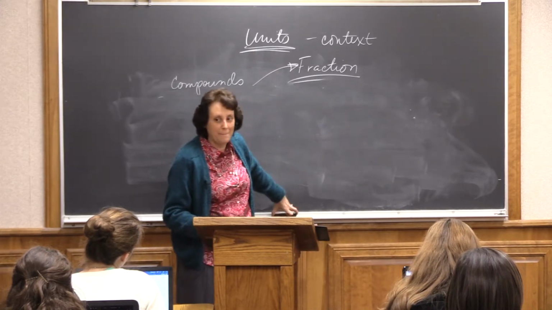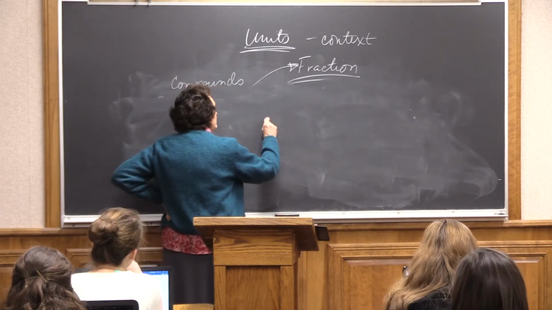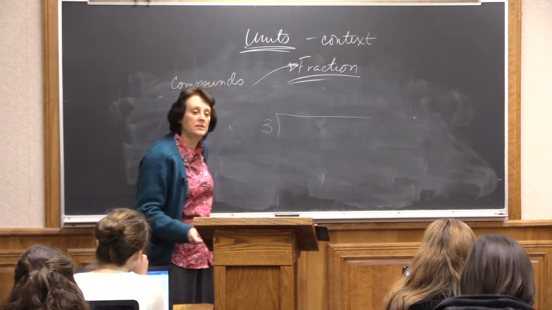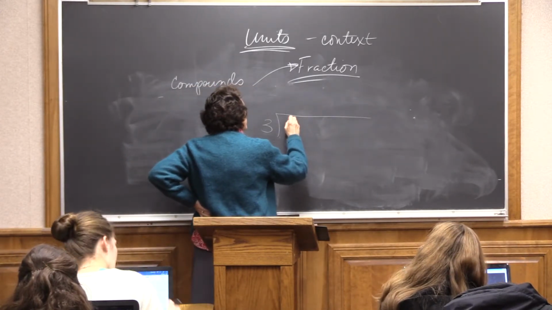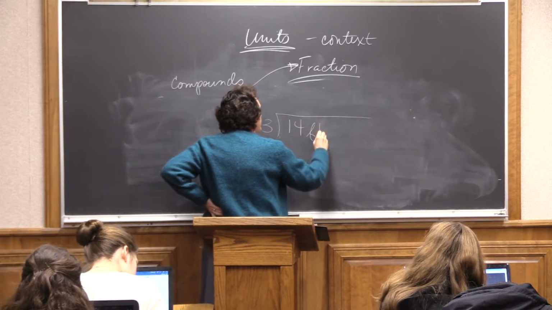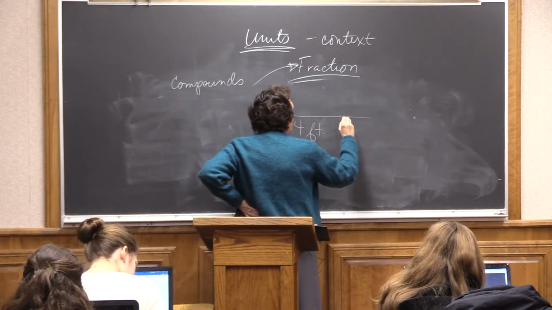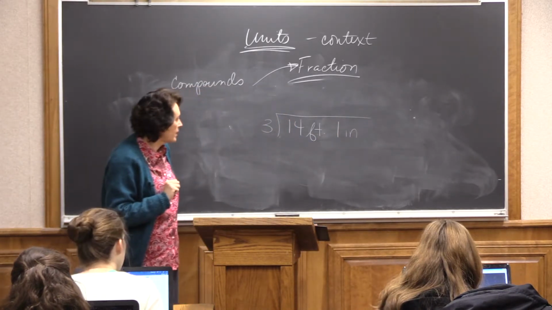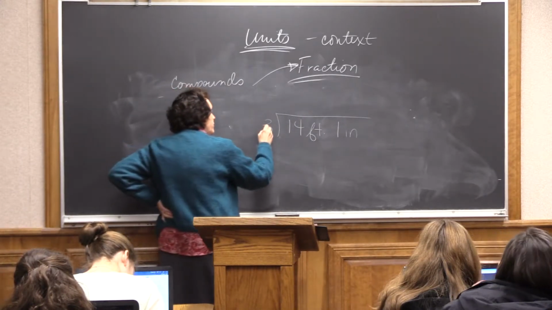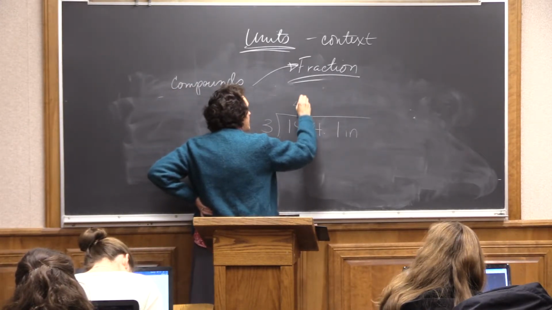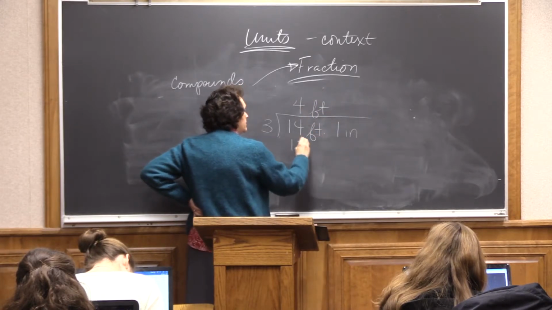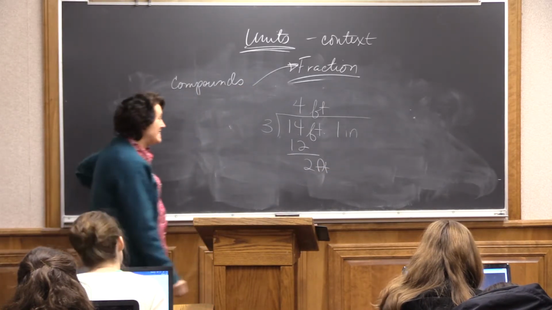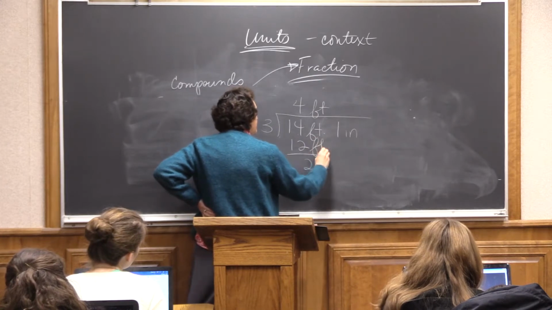What about division? Let's divide a compound by a whole. Let's do 14 feet, and then we'll do 1 inch. First, we'll divide 3 into 14, which goes 4 times. That gives me a remainder, not of 2, but of 2 what? Feet. 4 feet times 3 is 12 feet.